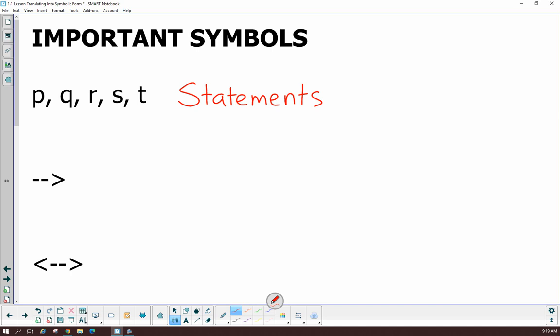If we have this arrow that goes to the right, that is going to represent if, then. And typically what we'll do is between the words if and then, we will end up putting a statement, and then after the word then, we will also put a statement.